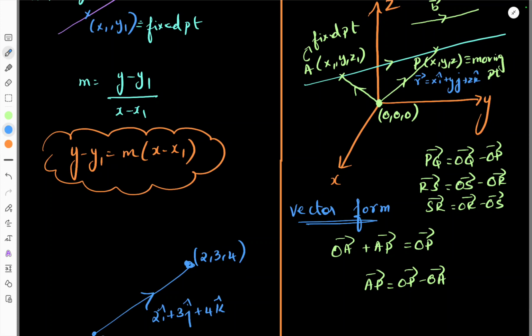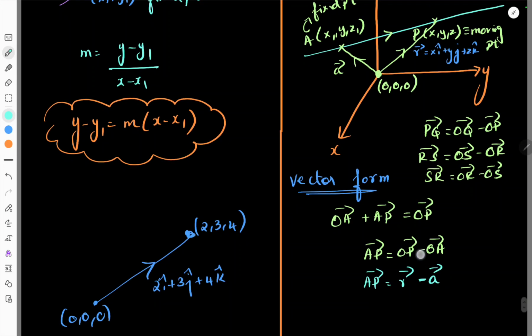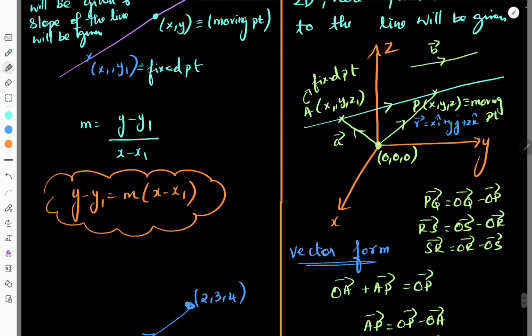So it will be xi cap plus yj cap plus zk cap, and OA vector will be equal to x1 i cap plus y1 j cap plus z1 k cap. So from here this vector I will take as A vector, and AP vector equals OP, which means R vector minus OA, which is A vector. Now if we see this AP vector and this B vector, they are parallel.